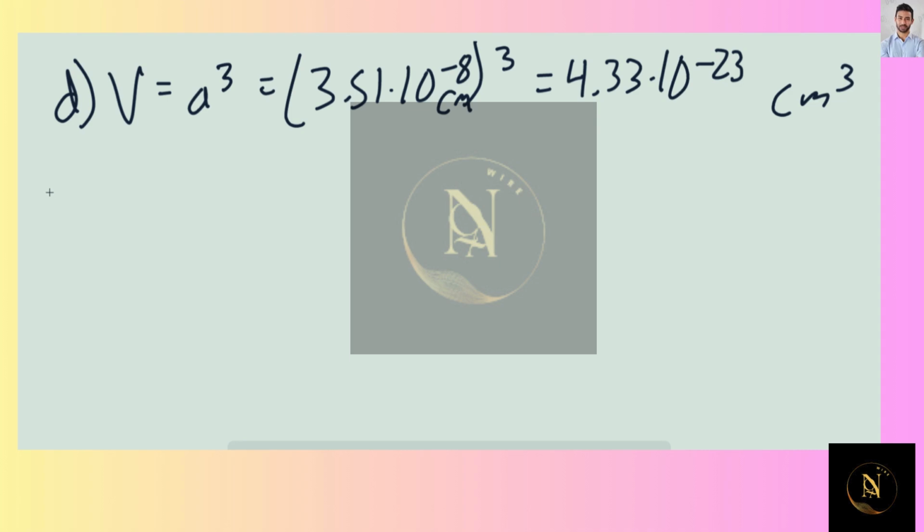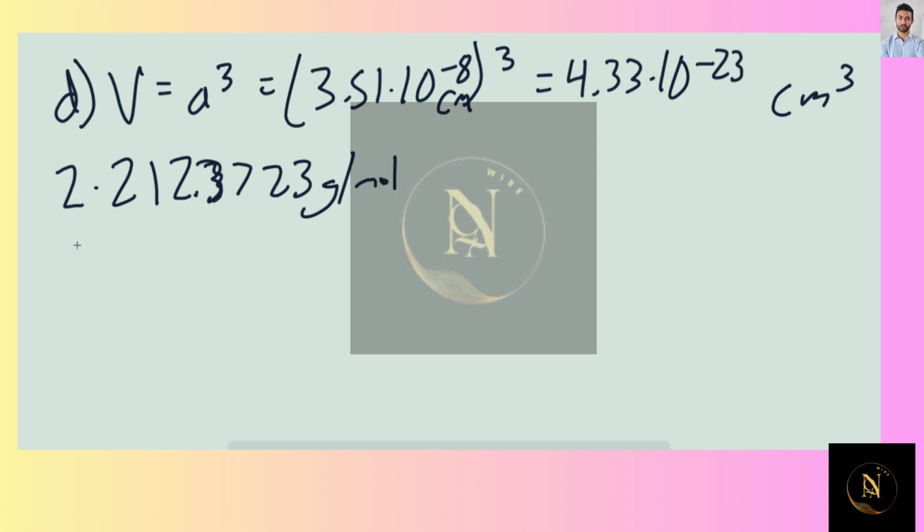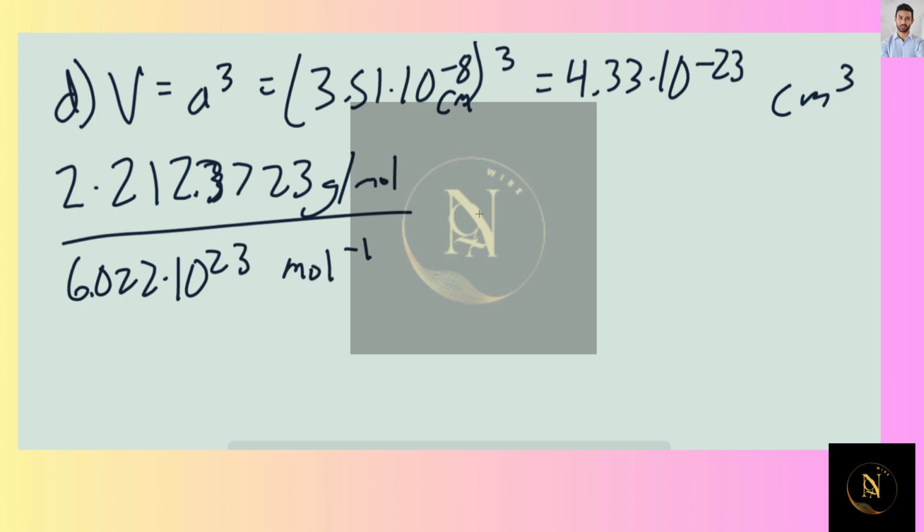So now we can find our mass again. This time we have 2 times 212.3723 grams per mole divided by Avogadro's number. And that gives us that we have 7.053 times 10 to the negative 22nd grams.